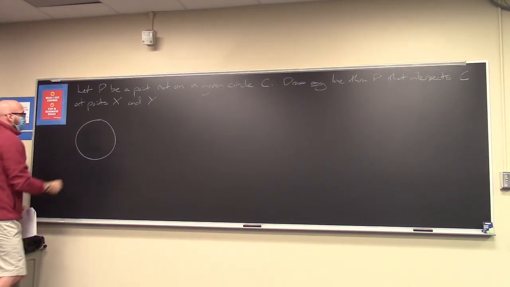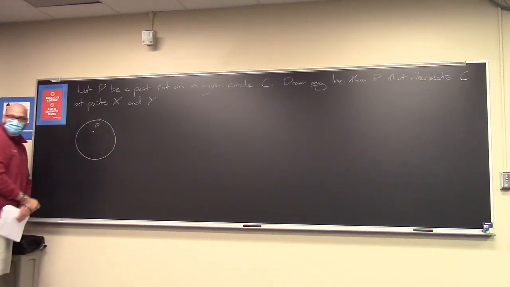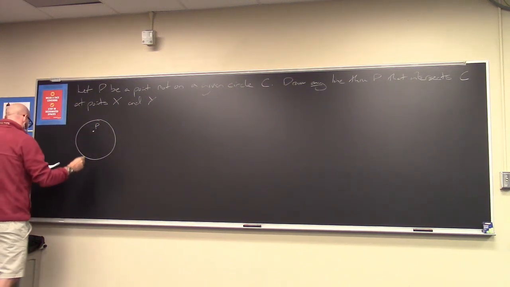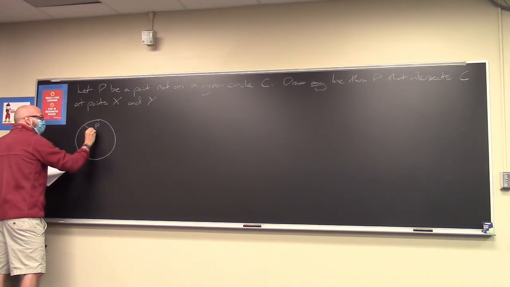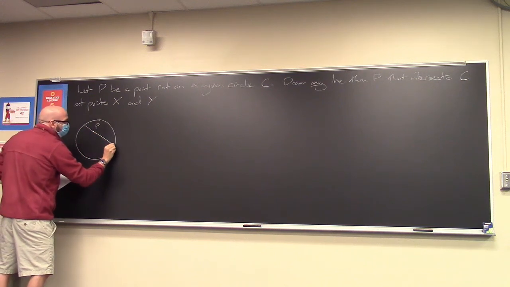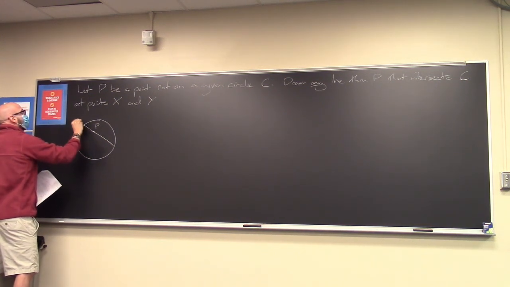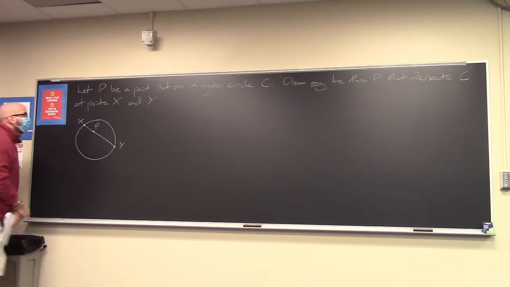Alright, so we have this circle. I've chosen a point P that doesn't live on the circle. And then we'll just draw any old line through P that we want. A line going through P then meets the circle in two points, X and Y.